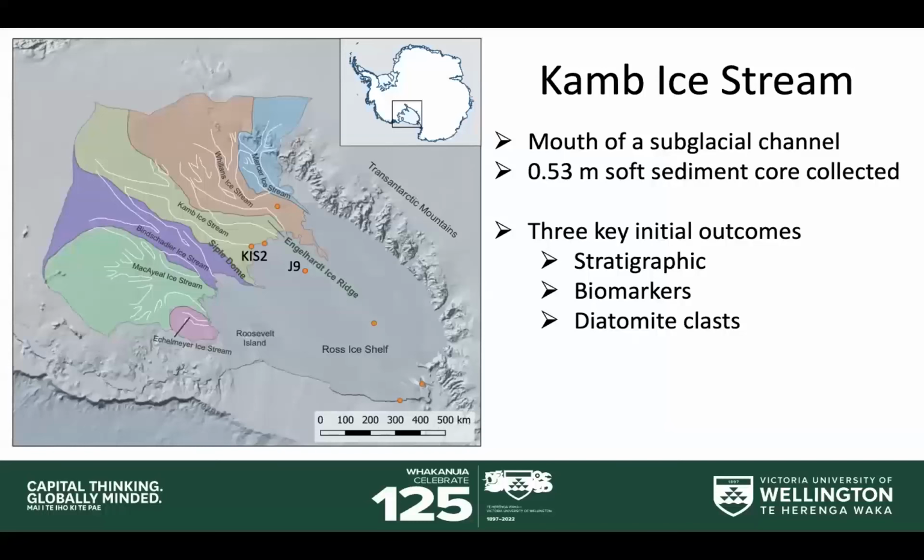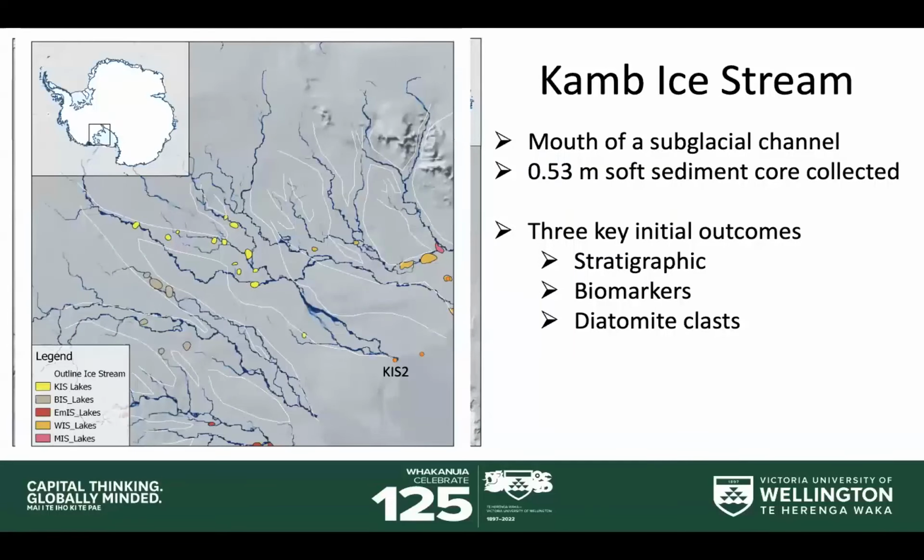So we went to the CAM ice stream, which is highlighted here in yellow and is located in the eastern Ross Sea. And we drilled at KISS 2, which is located over here, right at the grounding line of the West Antarctic Ice Sheet, where it starts floating and becomes the Ross Ice Shelf. Here we drilled through 500 meters of ice and collected a 53 centimeter soft sediment core from under there. This is a really unique site as it's located right at the mouth of a subglacial channel. And this is an environment that has never been physically investigated before.